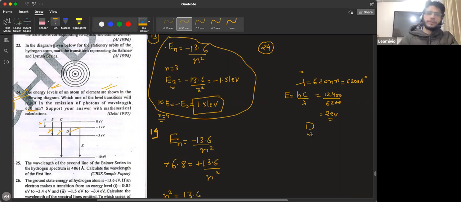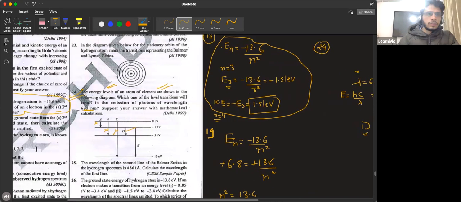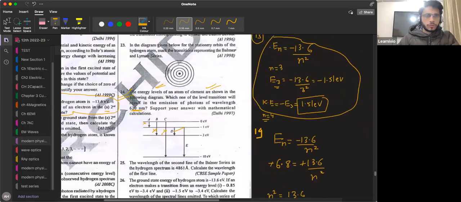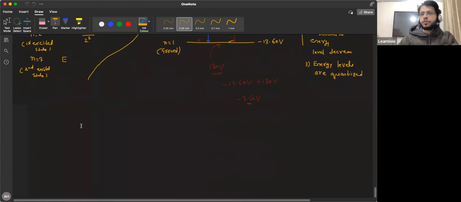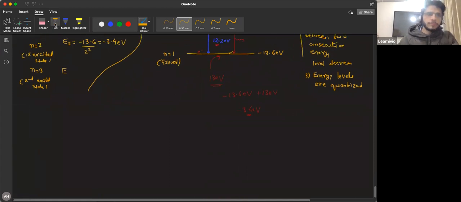So this is the transition D. Okay, these were the questions of atomic structure. Important questions. There are a few more things. Then next is the ionization energy or excitation energy. There are two terms: one is excitation energy and potential.